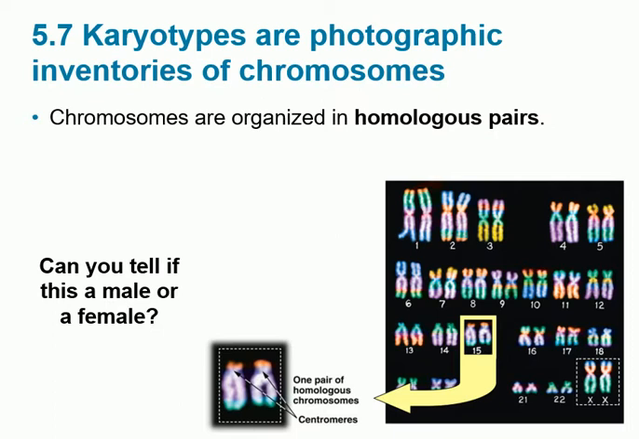23. 23 chromosomes or 23 pairs? 23 pairs. So the total is 46. Is that male or female? Female.